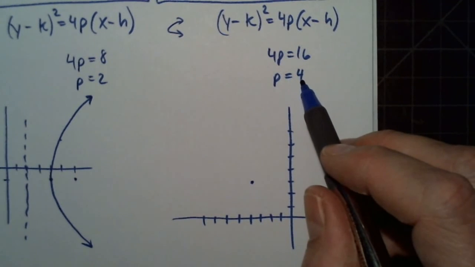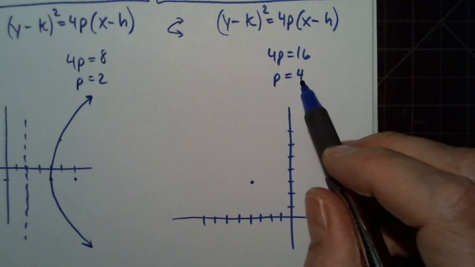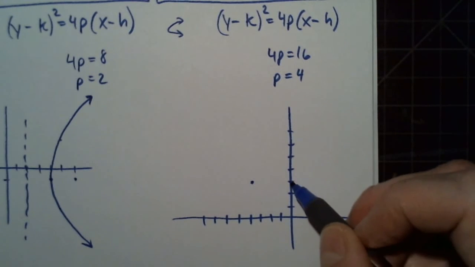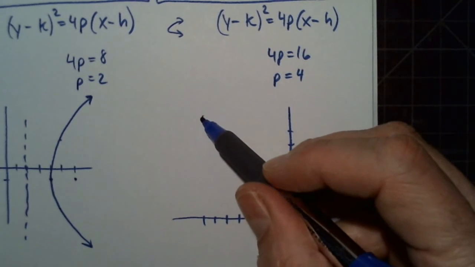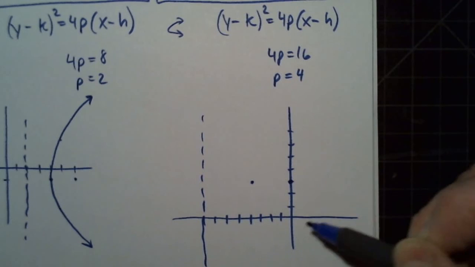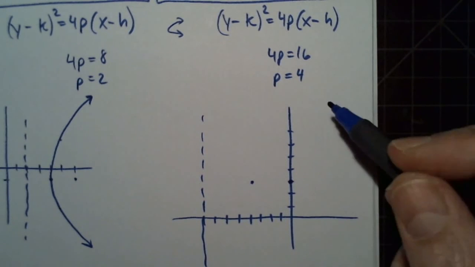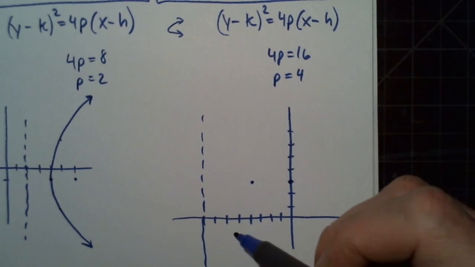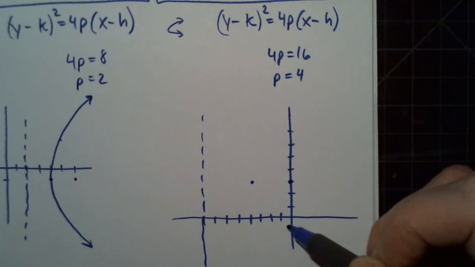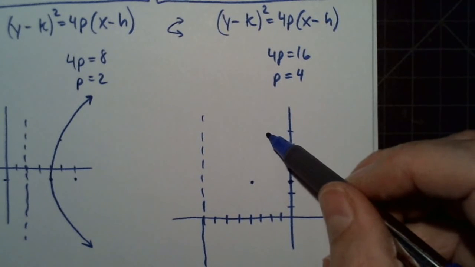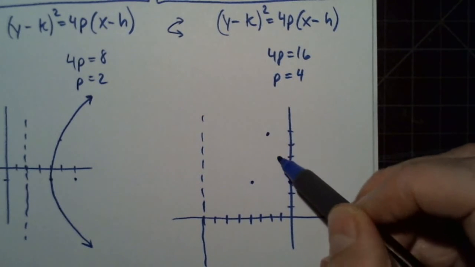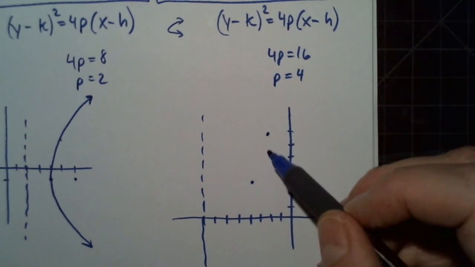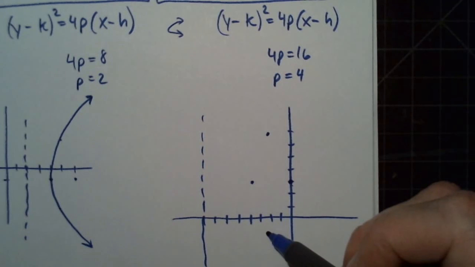This tells us that we have to move positively to get to the focus. So I'm going to move 4 to the right, and also 1, 2, 3, 4 to the left for the directrix. Then we need a point that is equidistant from each. This point has to be equidistant from the focus and the directrix. We could get one on both sides.